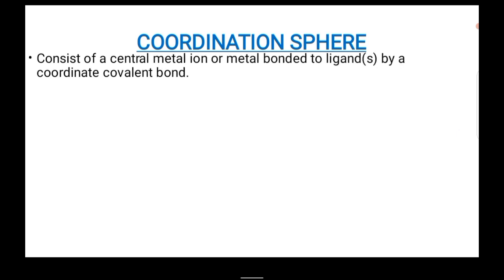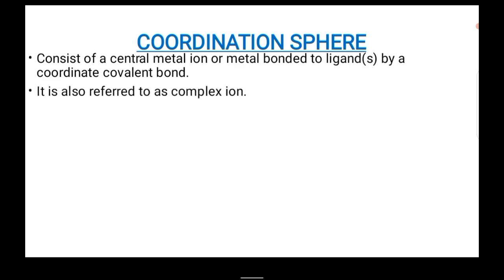Another commonly used term is coordination sphere. This coordination sphere consists of a central metal ion. This central metal ion is the electron acceptor, and an ion or a metal bonded to a ligand. A ligand is any molecule bonded to a central metal ion by donating electrons. So a coordination sphere is a combination of these two types of compounds. It consists of a central metal ion or a metal bonded to a ligand or ligands by a coordinate bond.